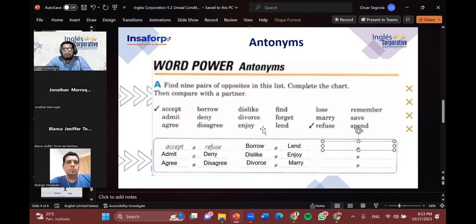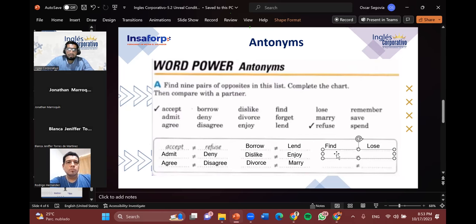Now, how about, we go ahead and get this one. Find. That's the one. Lose. There you go. Find is the contrary of lose. So when you find something, it means that before you had lost it.